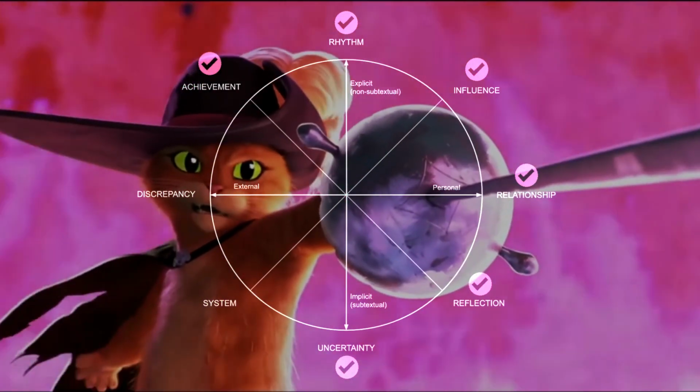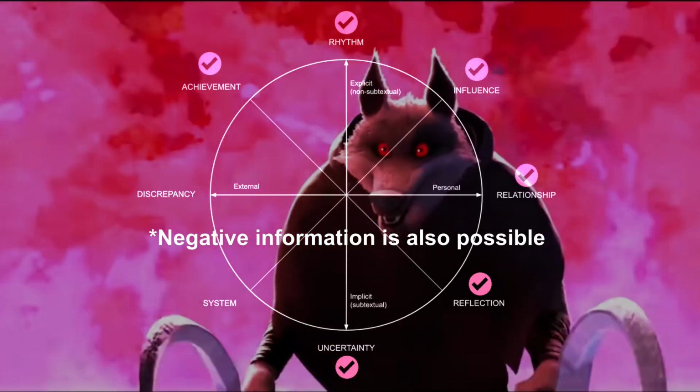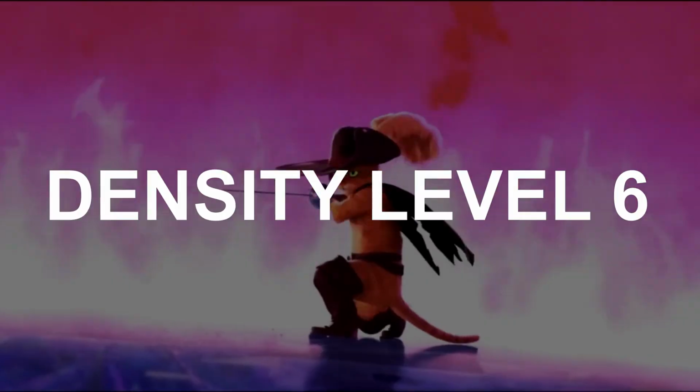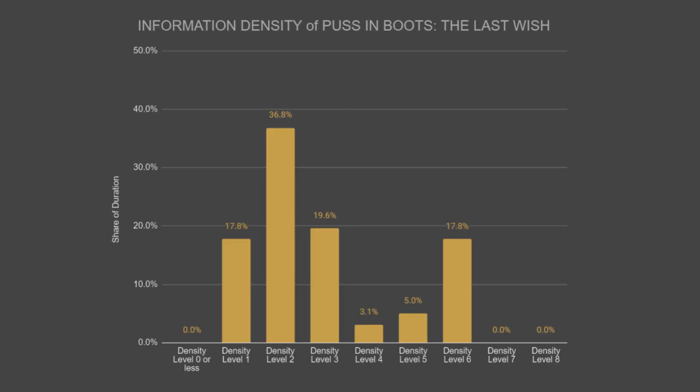Any given scene in a film will contain anywhere between 0 to all 8 types of information, and whatever number that is will be the density level of that scene. Although negative information is also possible, we'll get to that topic another time. We assess all scenes in a film and assign a density level to each one, and then based on that data, calculate the average immersive density for the whole film, from which we can derive the richness score. But we'll get into the mathematical specifics another time.